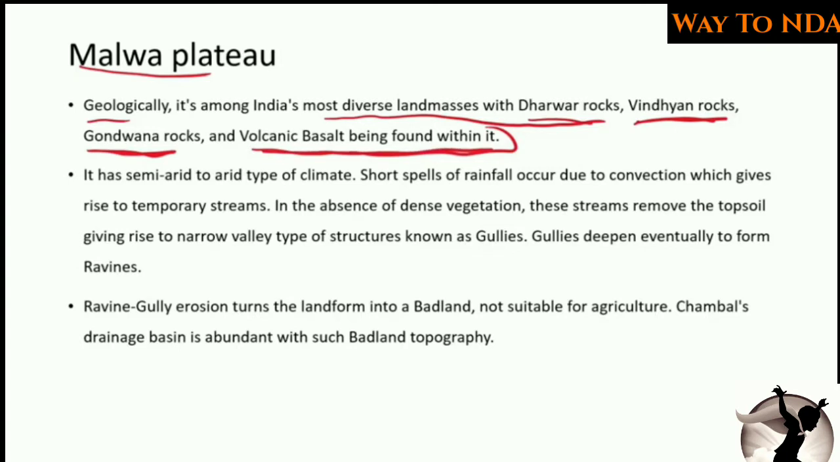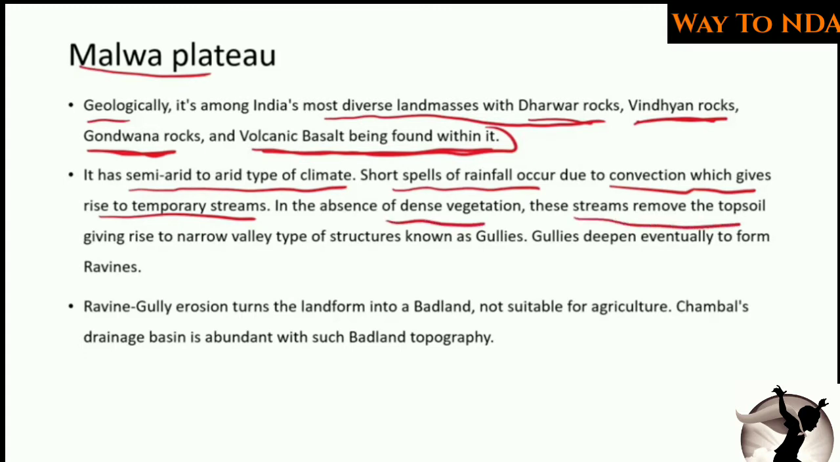Then it has a semi-arid to arid type of climatic condition, and it has a short spell of rainfall occurring due to convection, which gives rise to temporary streams. Temporary streams means short streams which are there for a shorter period of time. They are not perennial, they are seasonal streams. And in the absence of dense vegetation, these streams remove the topsoil. That means these short streams result in erosion of the area, and the topsoil is eroded by them.